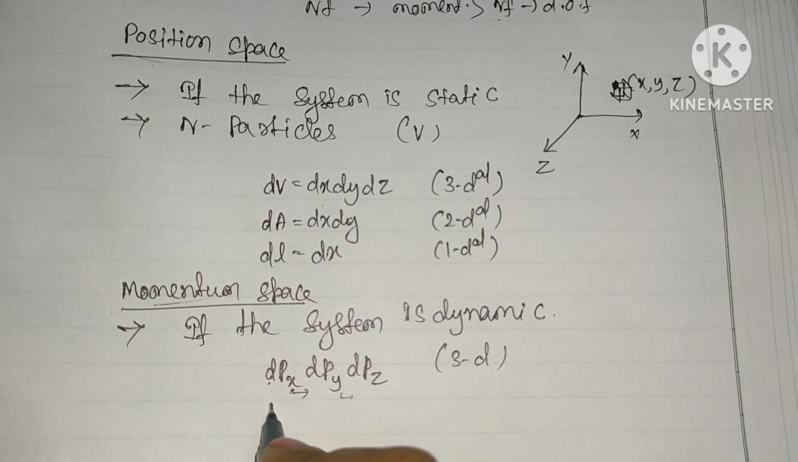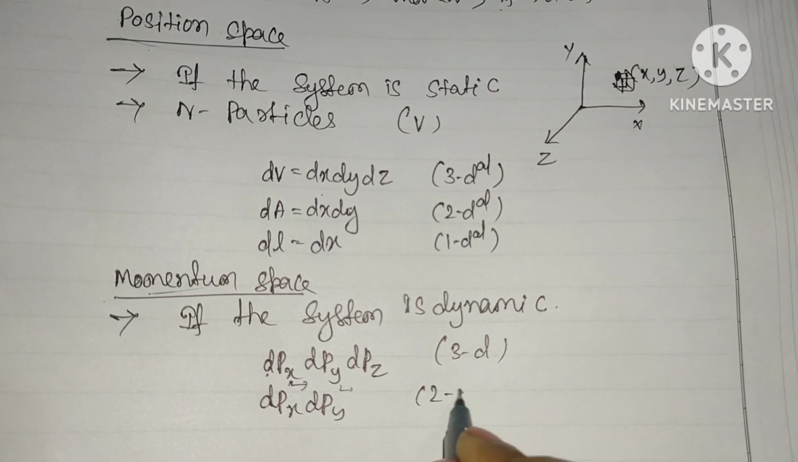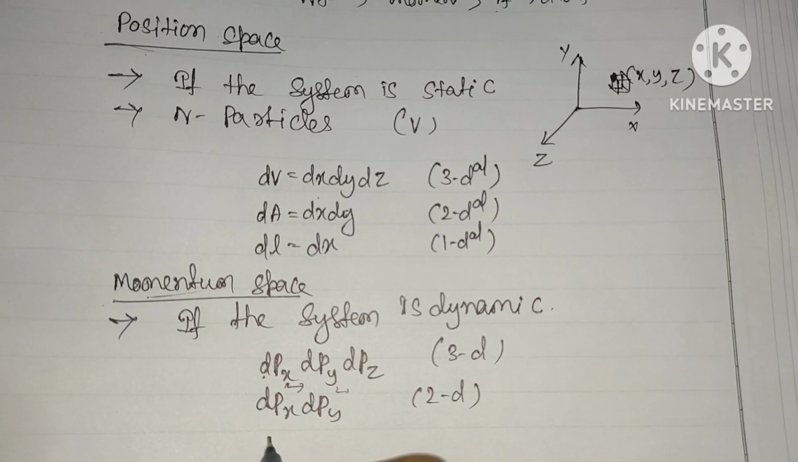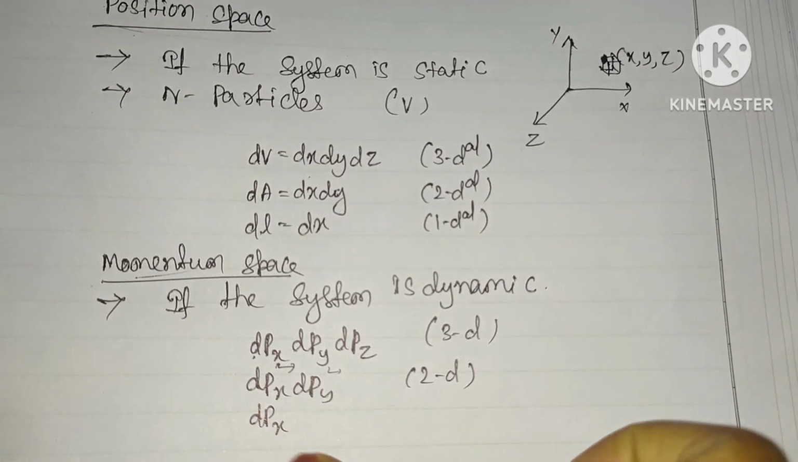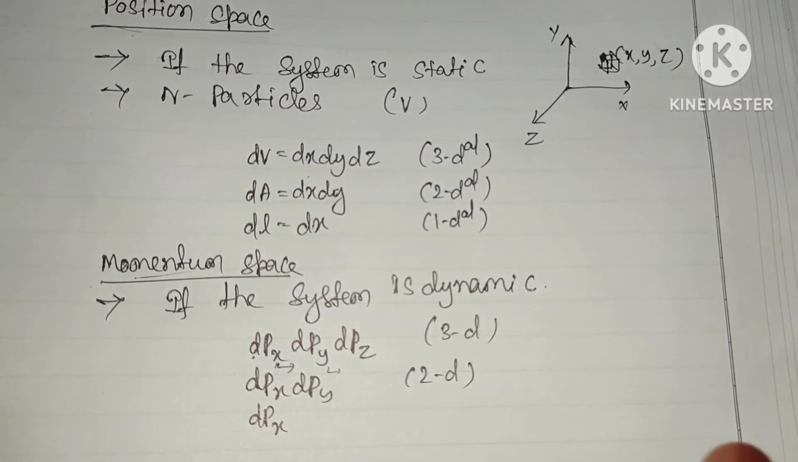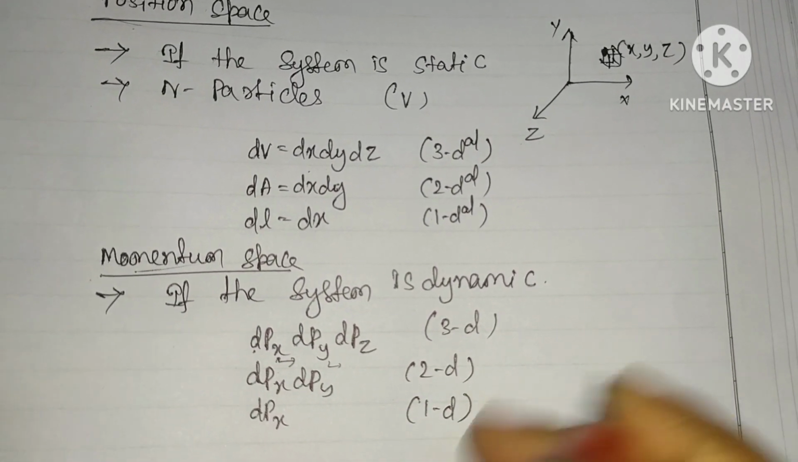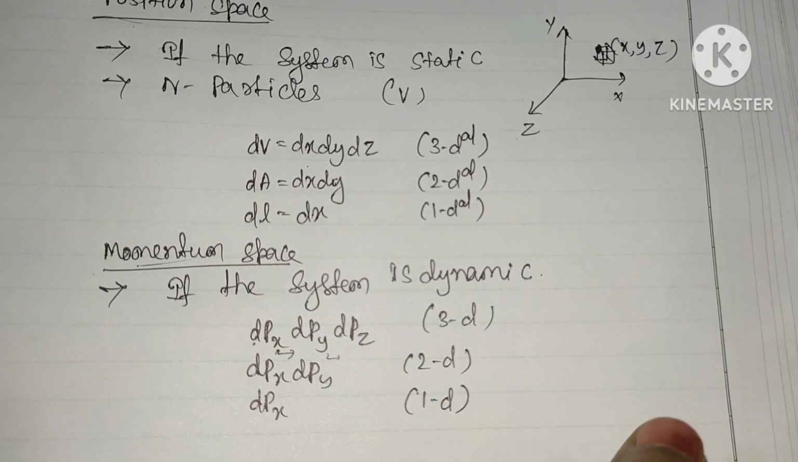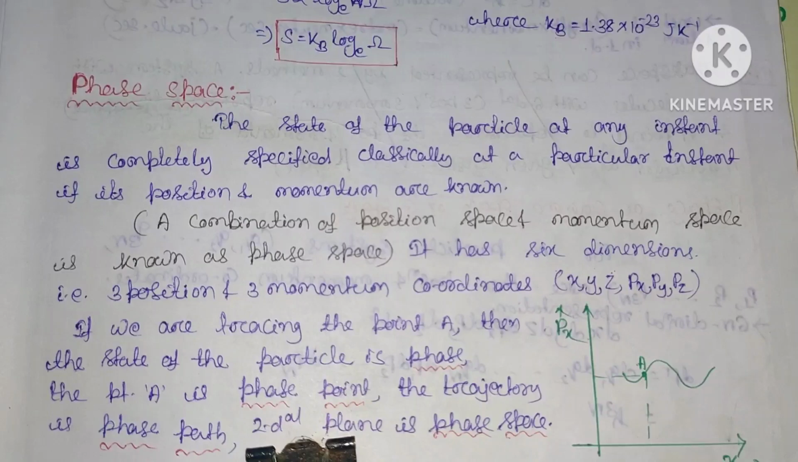And similarly, dpx and dpy represent the two-dimensional momentum space, and dpx or dpy or dpz may be taken individually. We can say that this is for the one-dimensional representation of momentum space. So this is clear. Now we will come to our topic, that is phase space.